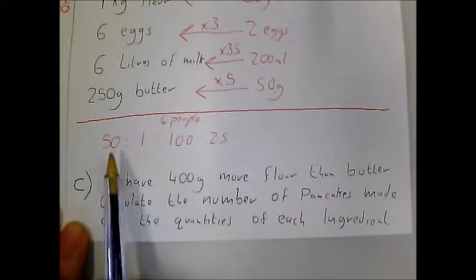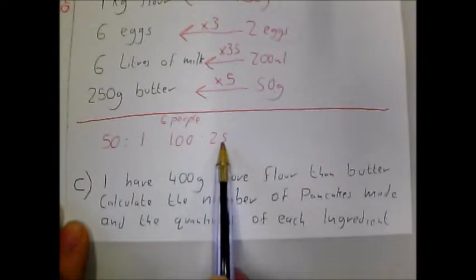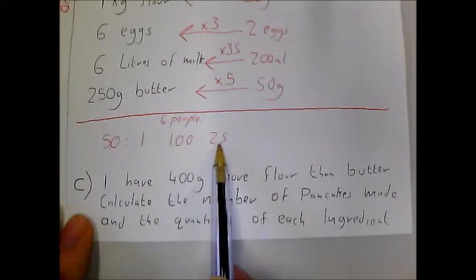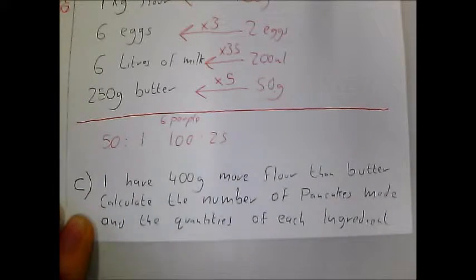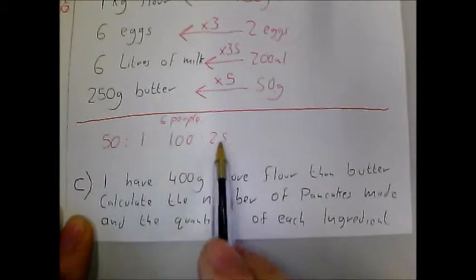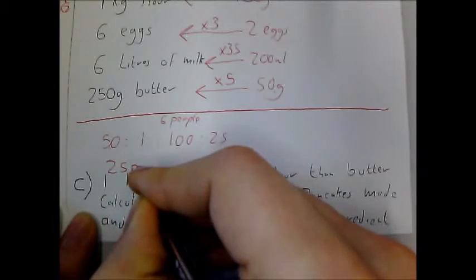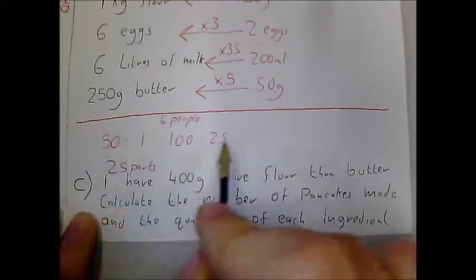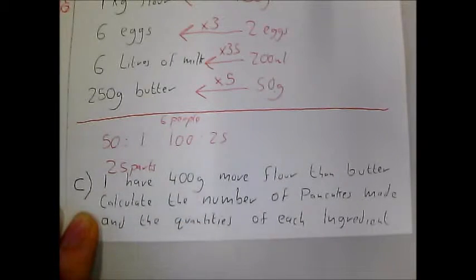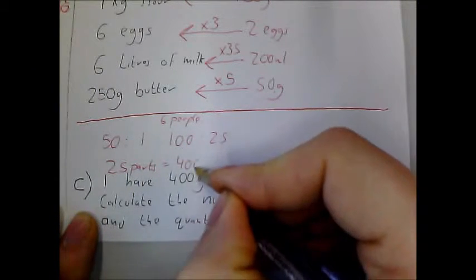So I know the difference between my flour and my butter represents 400. Okay, so the difference between these, whatever they are, is 400. So if I find the difference between these two parts, there are 25 parts between these two. So there's 25 shares between these two, because 50 minus 25 is 25. Okay? And I know the difference between these two represents 400 grams. So 25 parts is 400 grams.